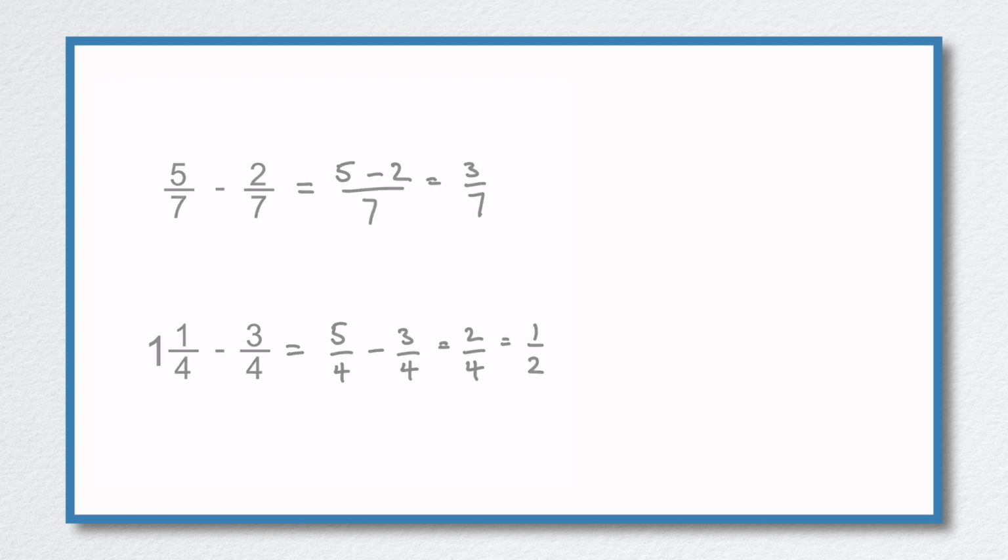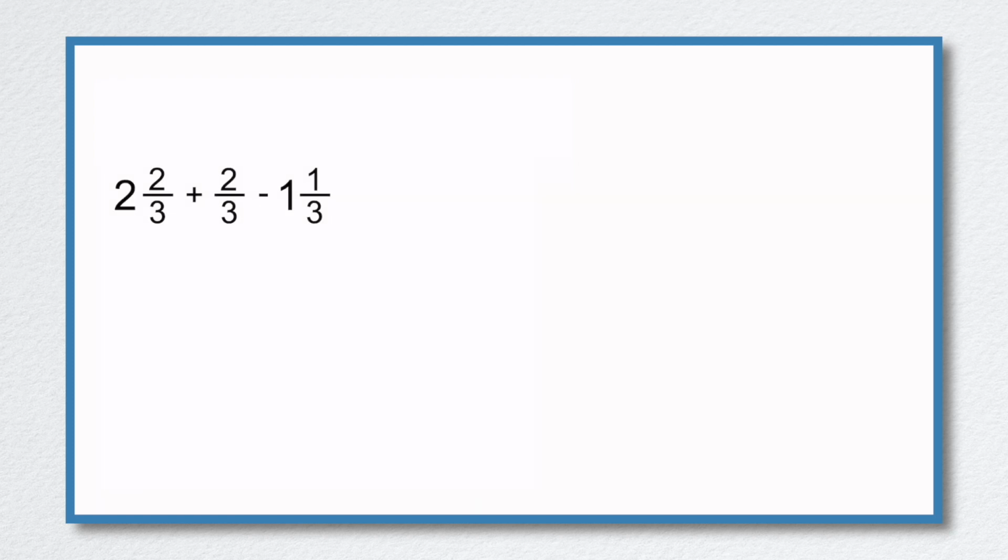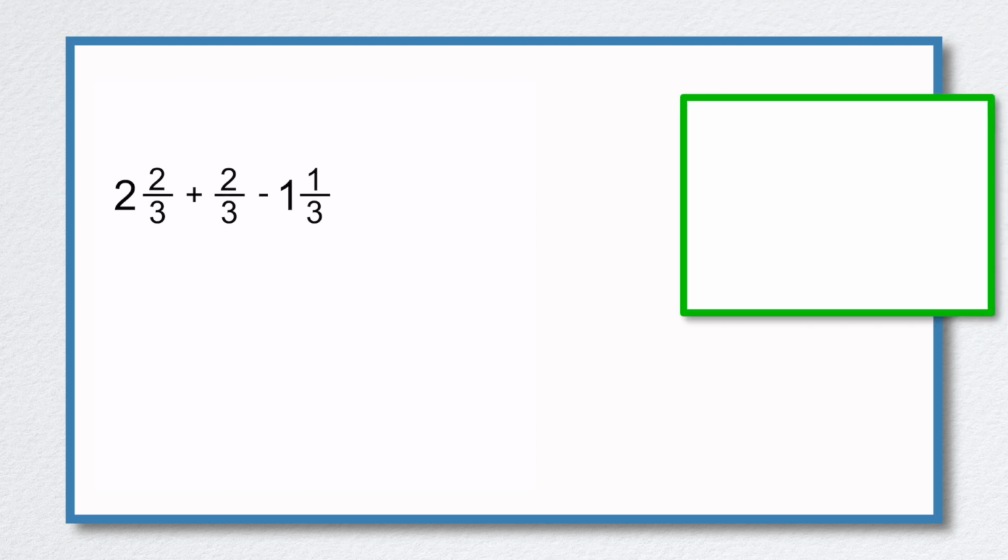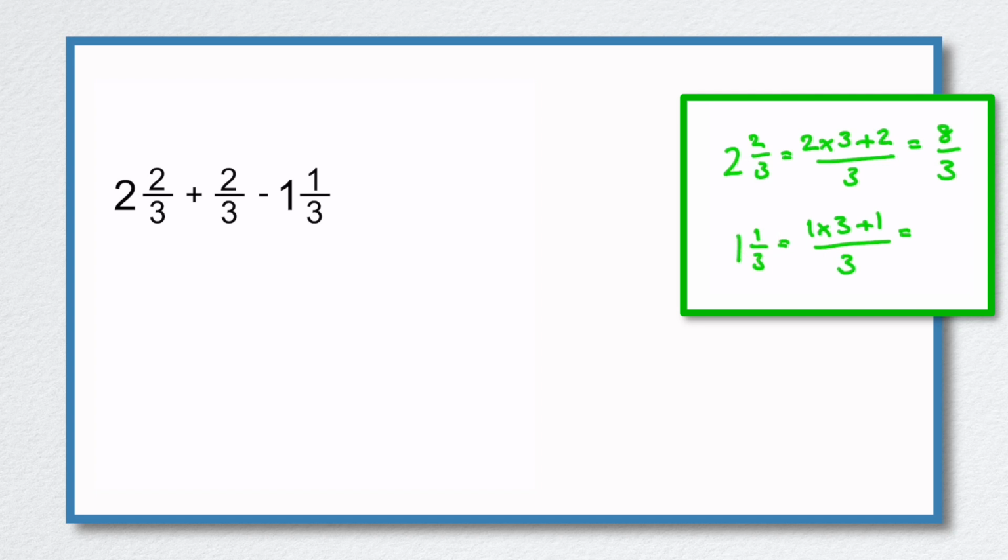We can push the boundaries a little bit. 2 2/3 add 2/3, subtract 1 1/3. Although there are 3 fractions in this question and there's subtraction and addition, the way we tackle the problem is still the same. Write any mixed numbers as improper fractions. 2 2/3. 2 multiplied by 3 is equal to 6 and 2 is equal to 8. And for 1 1/3, well, that's 1 multiplied by 3 is 3, add 1 is equal to 4. So we have 4/3.